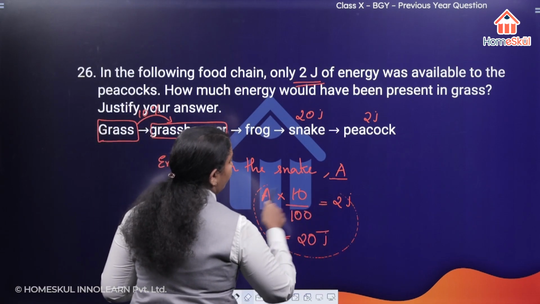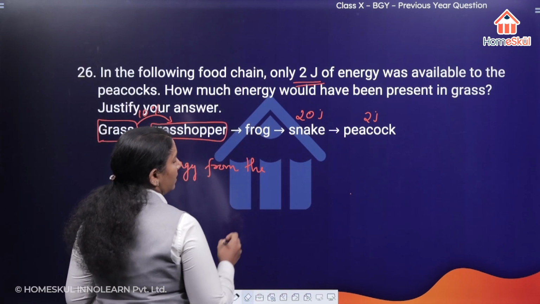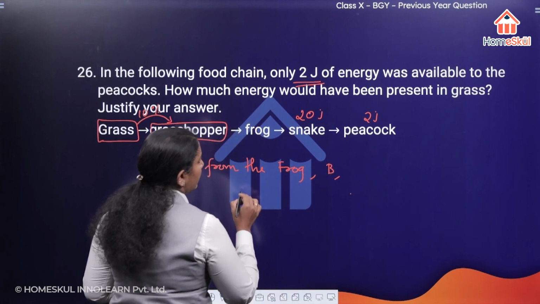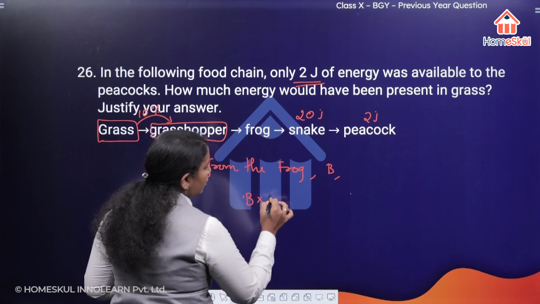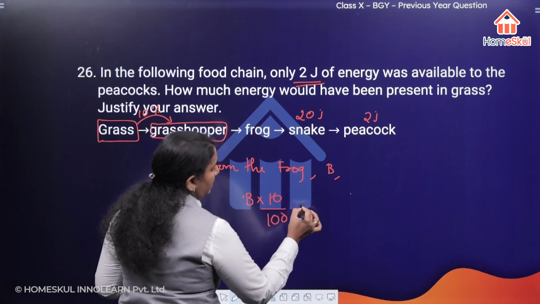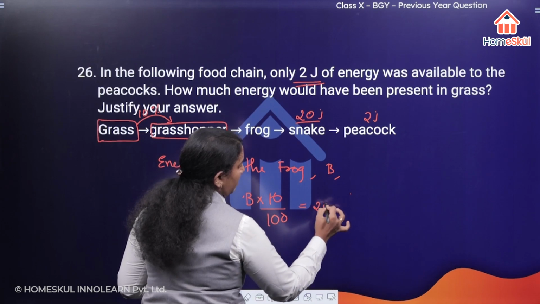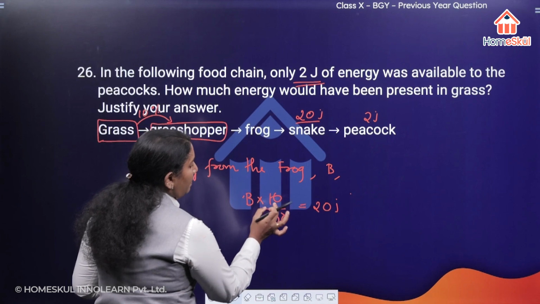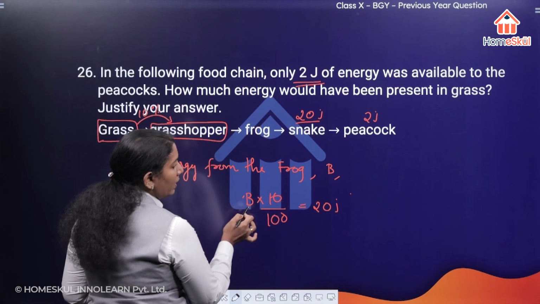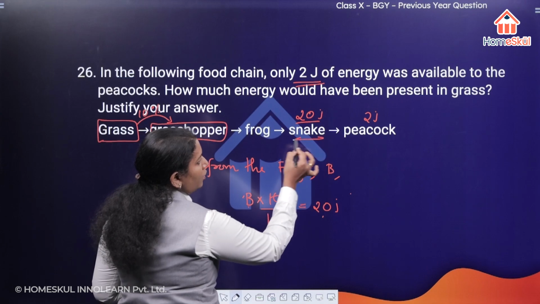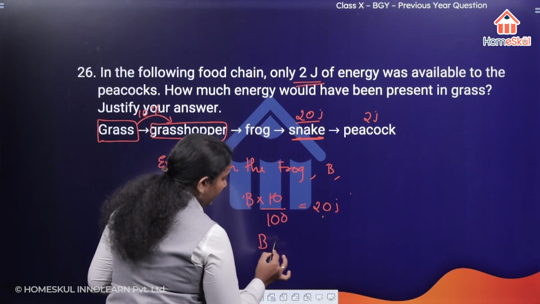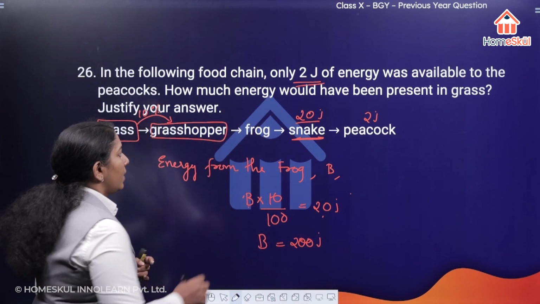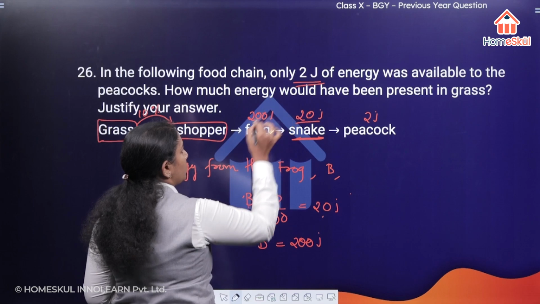Then the energy of the next organism, the frog, will be considered as B. Then B into 10%, that is this 20 joules. So 10% of the energy from the frog is getting transported to the next trophic level, that is the snake. So from this we can calculate B as 200 joules, right? So frogs will be having 200 joules of energy.